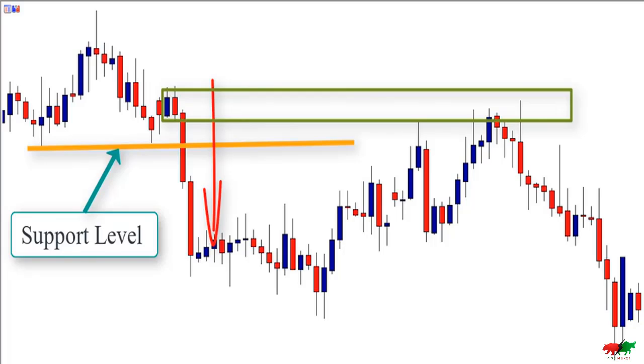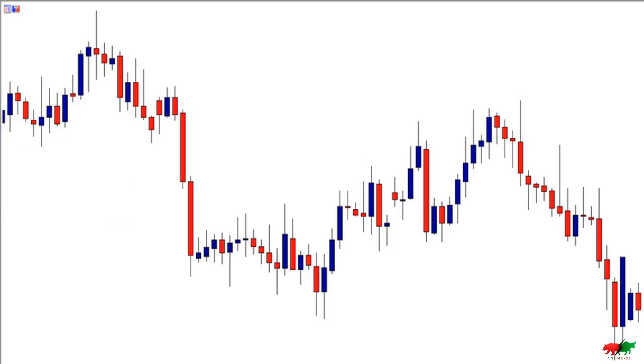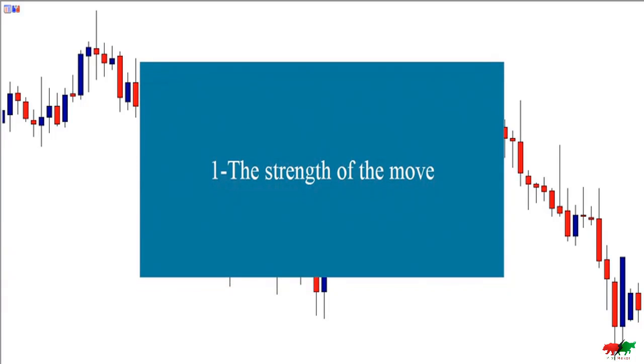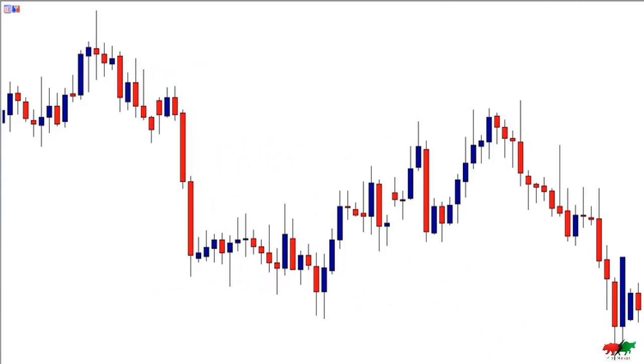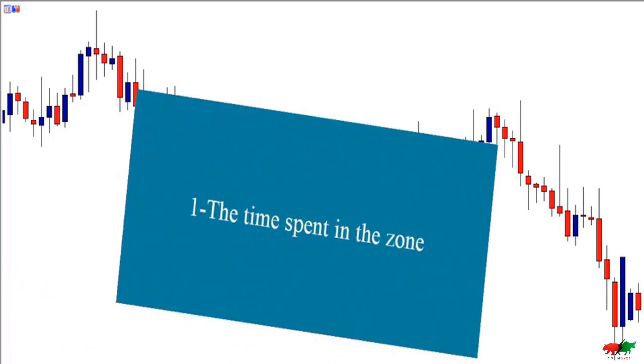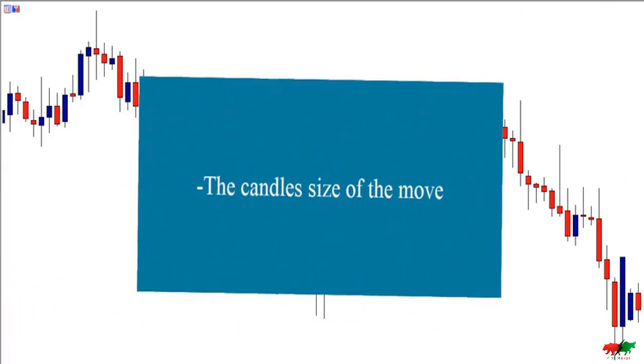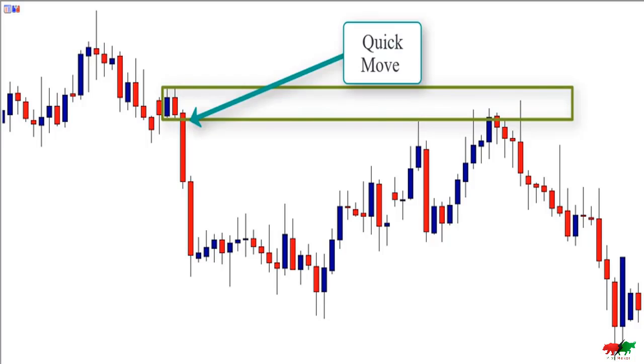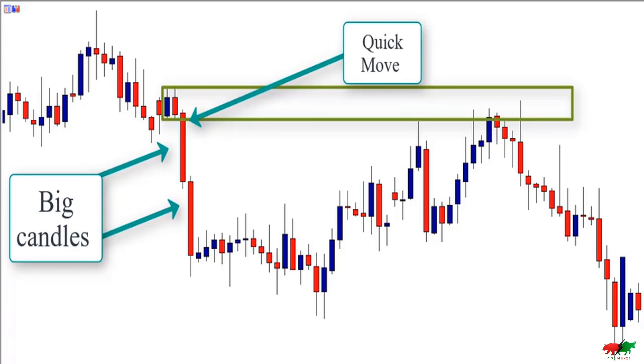So let me remind you of the other factors that you should take into consideration when qualifying a quality supply zone. The first criterion is the strength of the move. To qualify the quality of a move, we look for two important things: the time spent in the zone and the candle size of the move. As you can see, the market didn't spend a long time in the zone, and the candle size of the move is big. So we can see that the move is quick and strong.